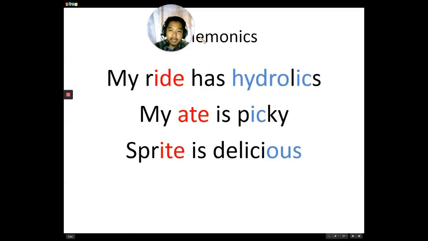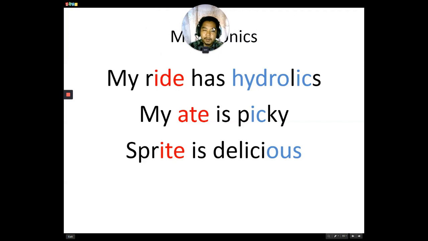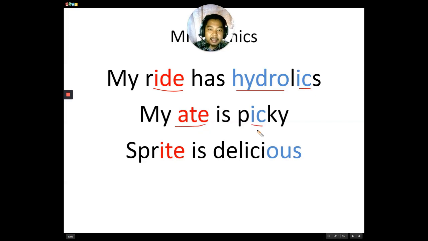So there's a mnemonic by Sir Tyler DeWitt, a YouTuber that I was really amazed by, and I changed it a little bit. So sabi dito is my ride has hydraulics, though the hydraulics is misspelled. If it ends in IDE, I use the formula hydro plus ic and then acid. If it's ATE, I use ic. My ate is picky. And if it's ITE, I use OUS. So just remember these 3 sentences, and there you have it.